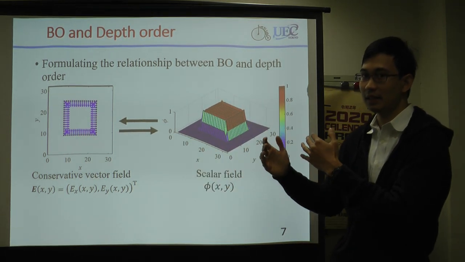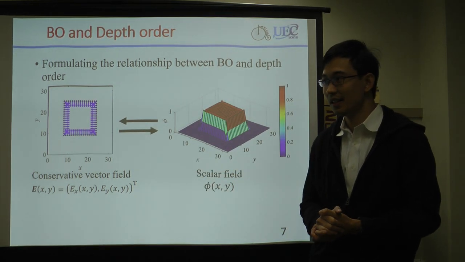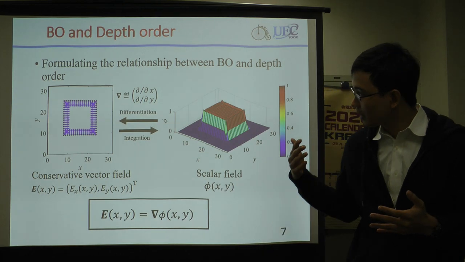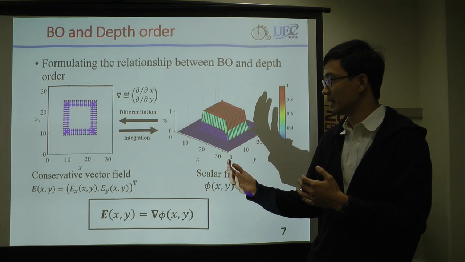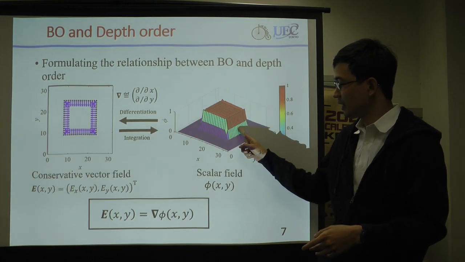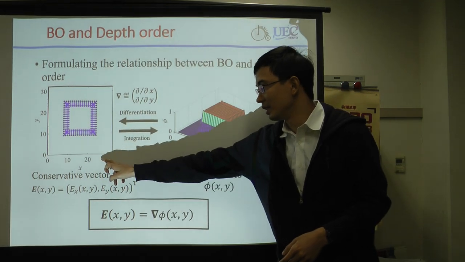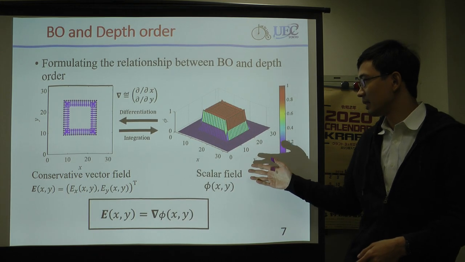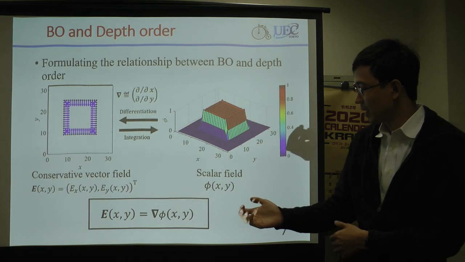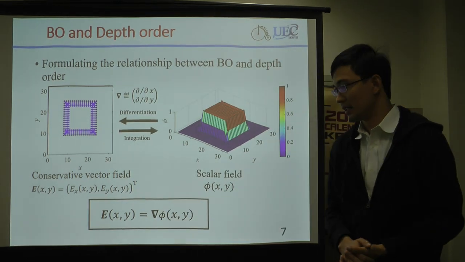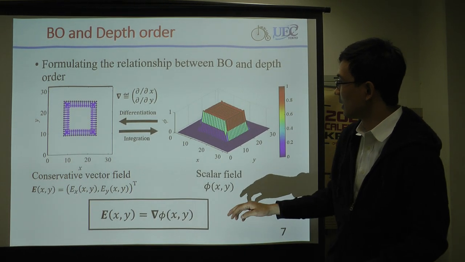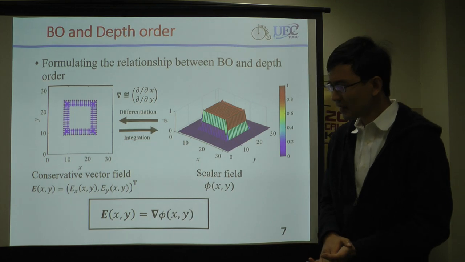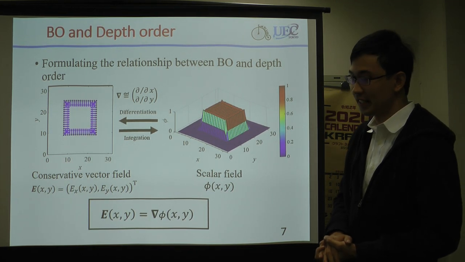And we know that there is some sort of relationship between phi and E. So what is this relationship? For example, this looks like a differentiation-integration relationship. In other words, if you differentiate a scalar field, you will get a vector field, a conservative vector field, and if you integrate this conservative vector field, you will get a scalar field. And now this relationship can be expressed in this equation here, E equals nabla phi, and nabla represents differentiation.